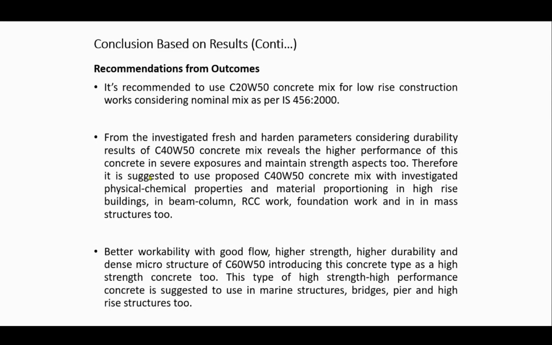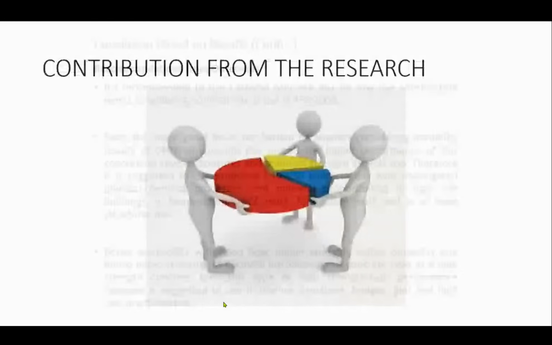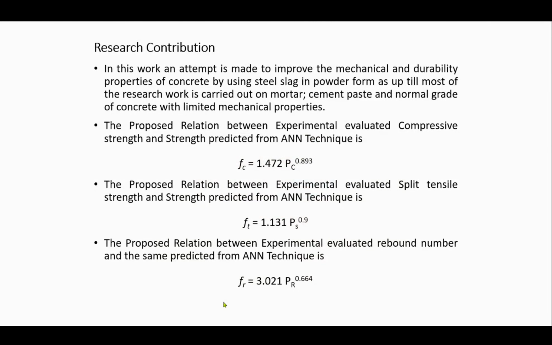Therefore, it is suggested that the proposed concrete mix, whatever we introduced, can be used for beam column work, for high-rise buildings, for RCC work, for foundation work, and in mass structures too. Better workability with good flow, higher strength, higher durability, dense microstructure of 60 grade concrete having a 50% waste, introduces the concrete as a high strength concrete too. This type of high strength performance concrete is suggested for use in marine structures, bridges, piers, and high rise structures too.